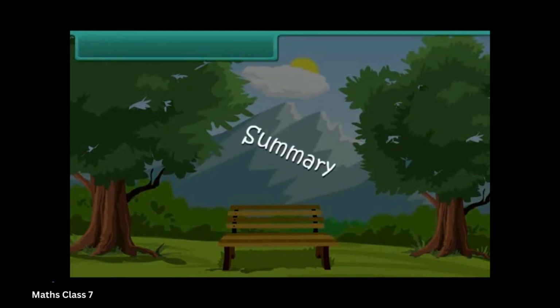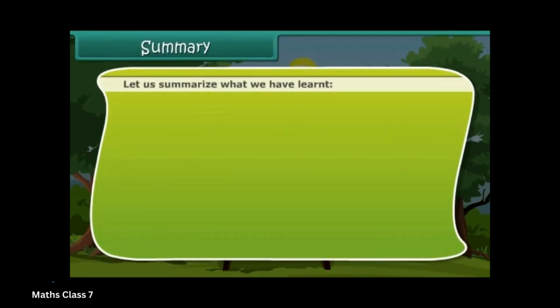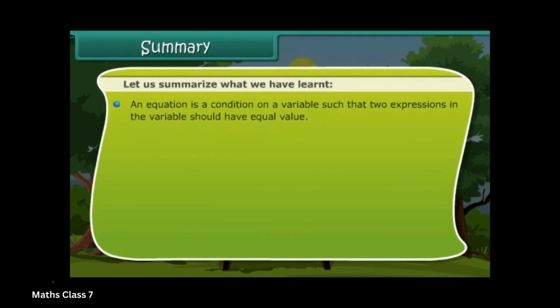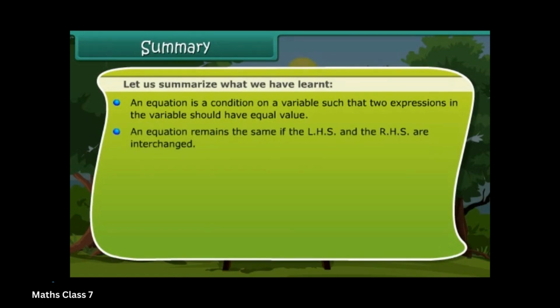Summary. Let us summarize what we have learnt. An equation is a condition on a variable such that two expressions in the variable should have equal value. An equation remains the same if the LHS and the RHS are interchanged.